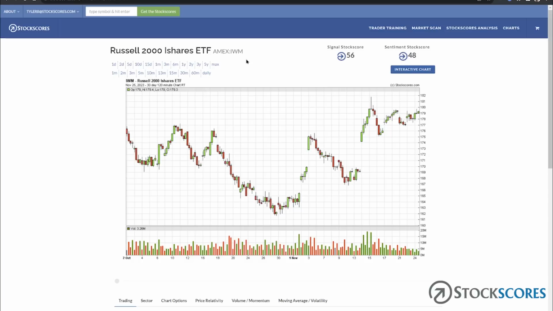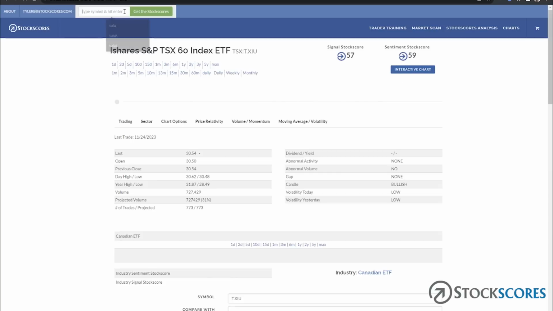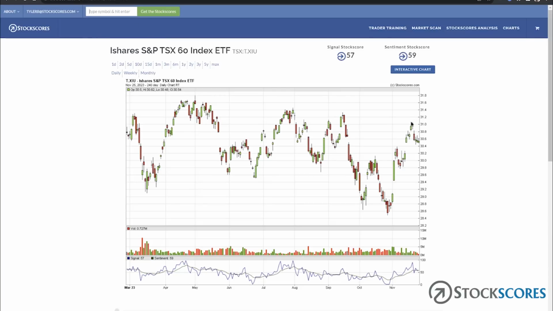All right, well, what about the Canadian market, which is much more commodity based? T.XIU is the symbol there. And you can see it's been a lot choppier, really lacking trend. And that tells us that investors are generally uncertain about Canadian stocks. They're neither bullish, optimistic, or bearish, pessimistic. They're just kind of stuck in this range.